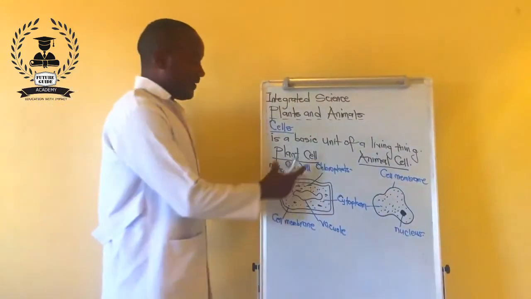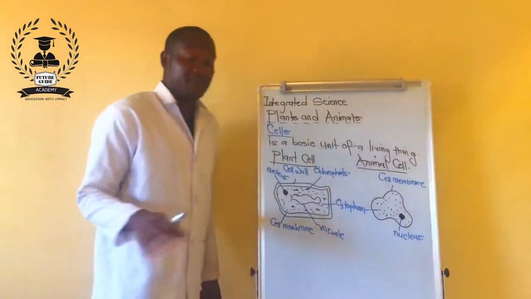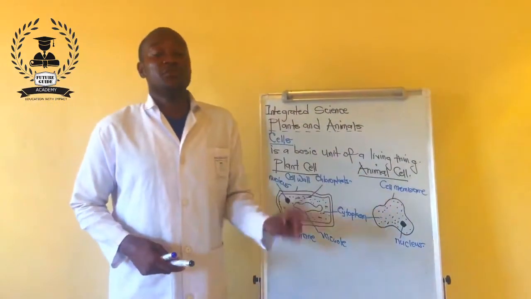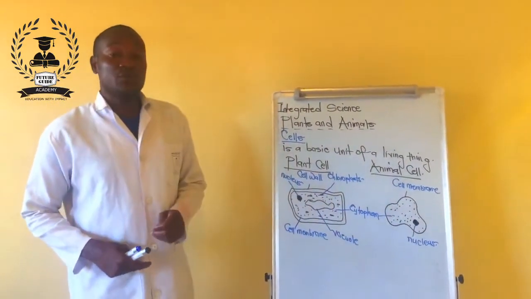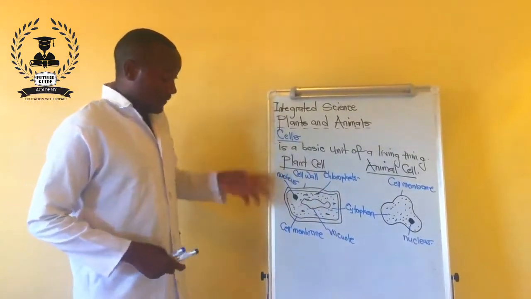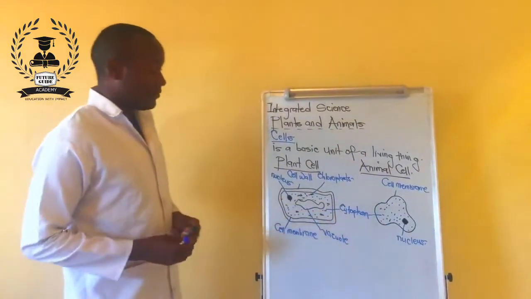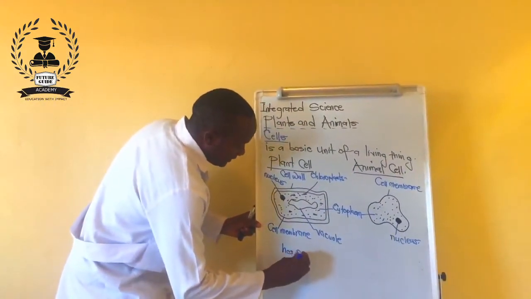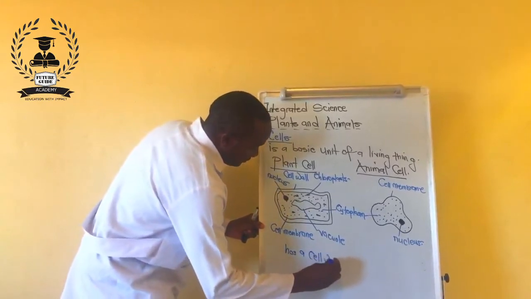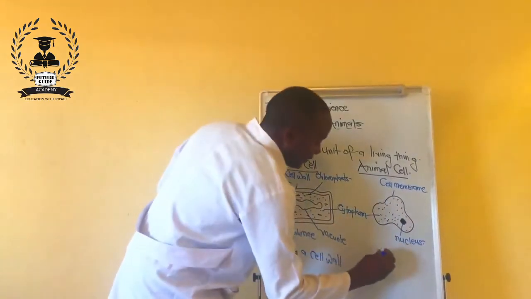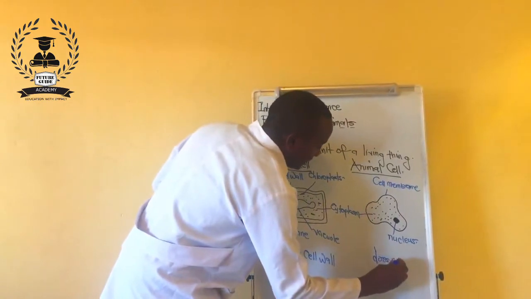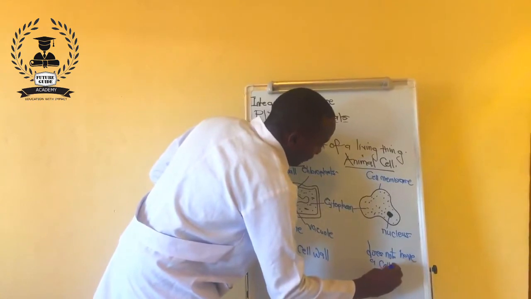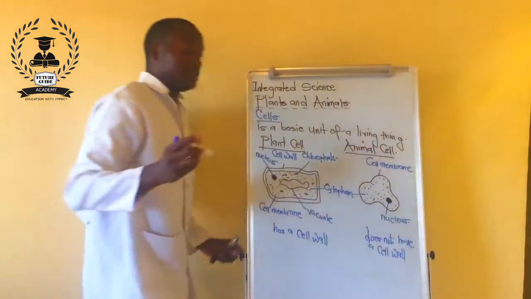Okay, so we have the plant cell here and the animal cell. What are some of the differences that you're able to notice there? Because questions like that may be posed, to say, can you mention two differences that you are able to notice from the diagrams there? So the first difference that you and I are noticing is that a plant cell has a cell wall, whilst an animal cell does not have a cell wall. That's one difference.